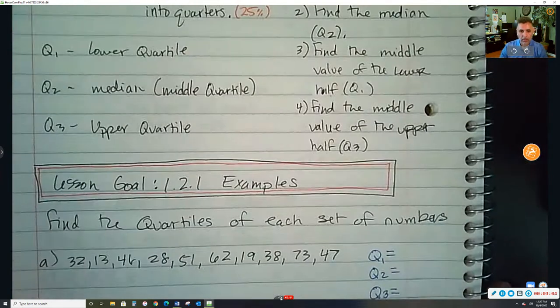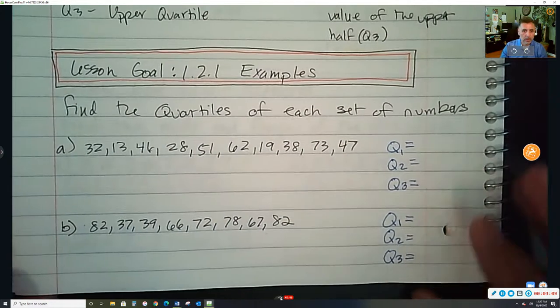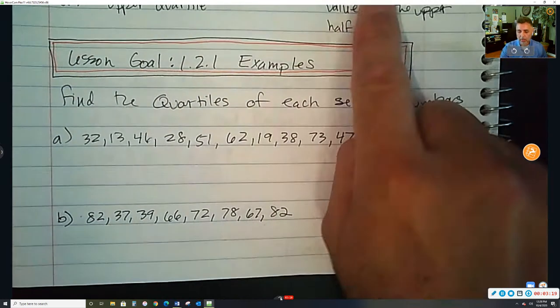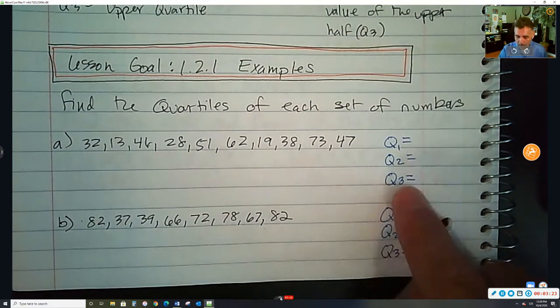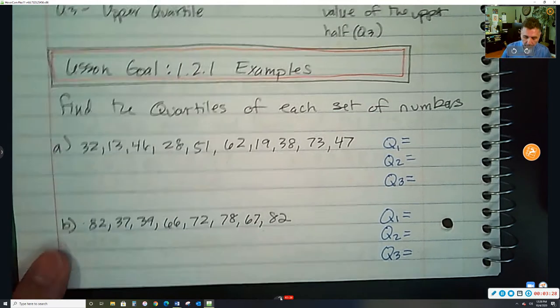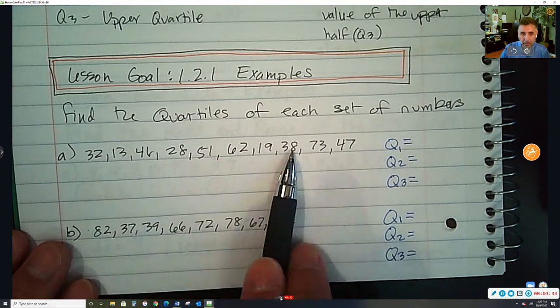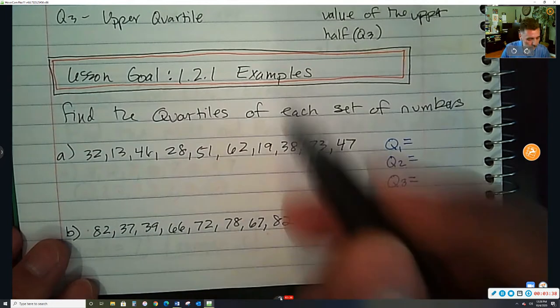So then for the examples, there's the examples. Again, we have a list of numbers. We want to put those numbers in order, and then pretty much follow these steps to find the quartiles, the 3 quartiles. Okay, so let's do that now. So the first thing, again, as I rewrite this list, I'm going to cross them off. That way I know I got them all.